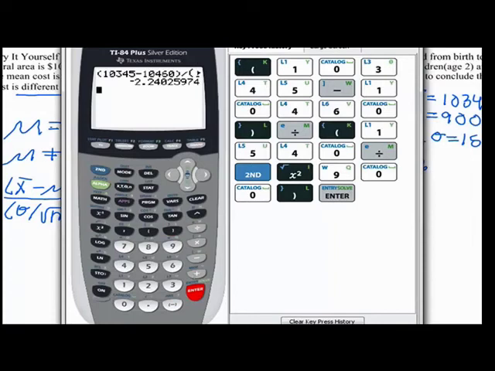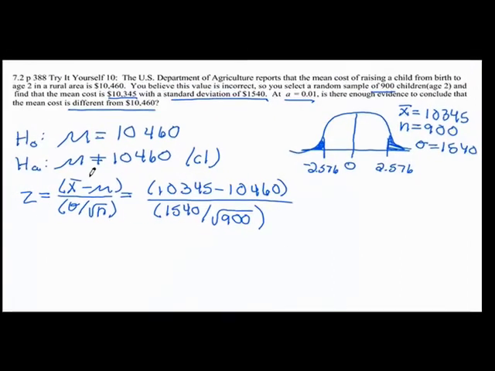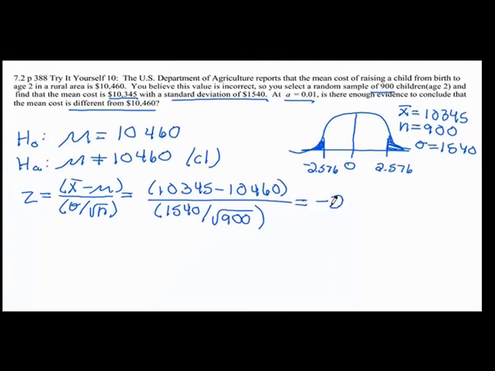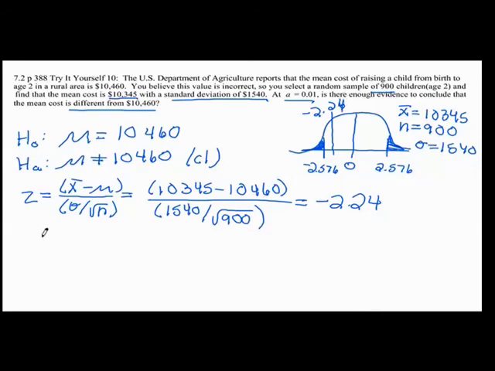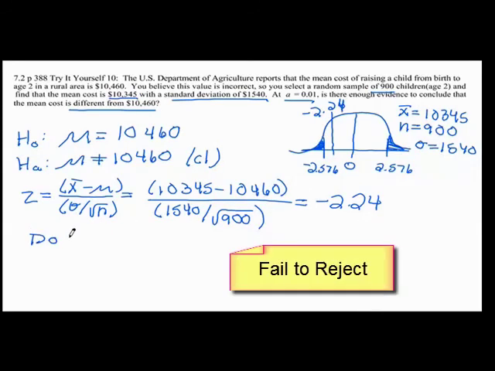And we'll end up with negative 2.240, or just negative 2.24. So that's going to be our z, negative 2.24. So it's pretty close to our critical value, our critical region, but it's not in there. So negative 2.24. So it's not in the critical region, then we do not reject, or we fail to reject the null hypothesis.